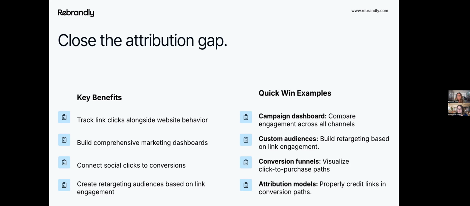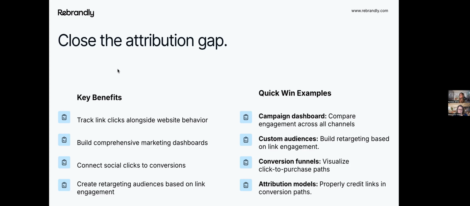You can basically get campaign performance dashboards where you can compare engagement across your channels. You get conversion funnels that show the path from click to purchase. You can build custom audiences for retargeting based on specific engagement patterns. And then you get proper attribution modeling so your Rebrandly links get credit in your conversion paths. This is about finally having that complete visibility into what is working.